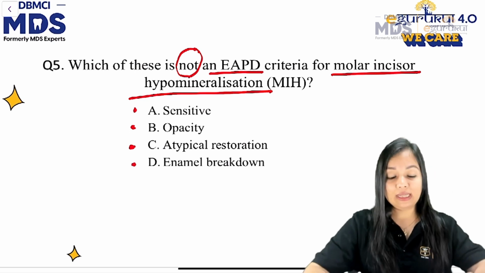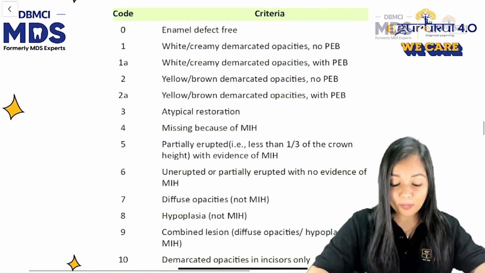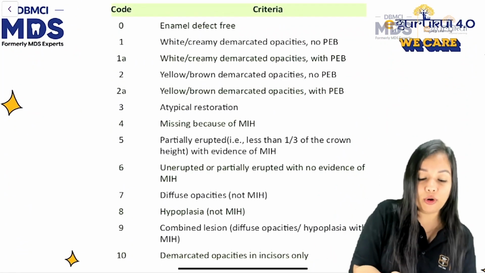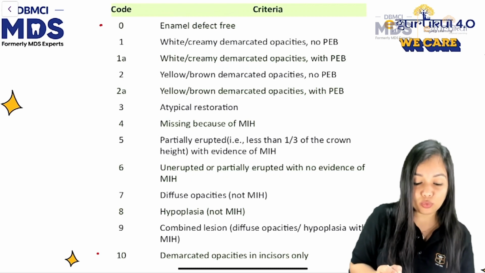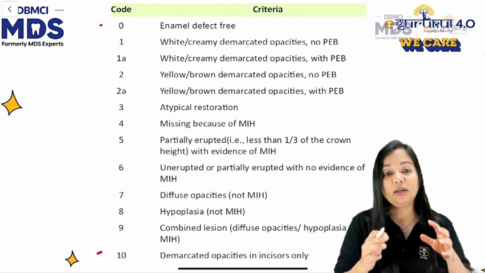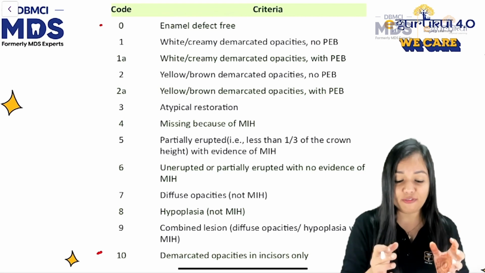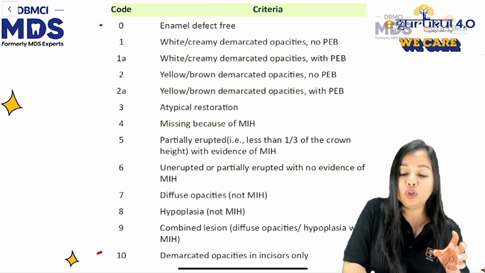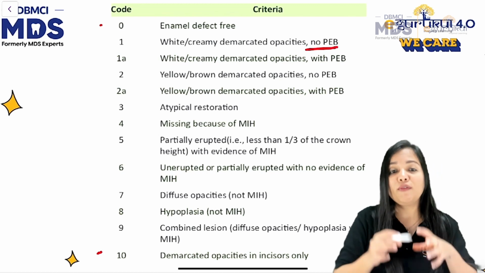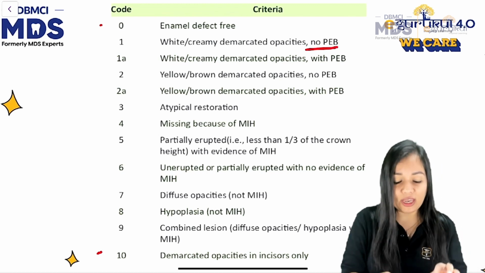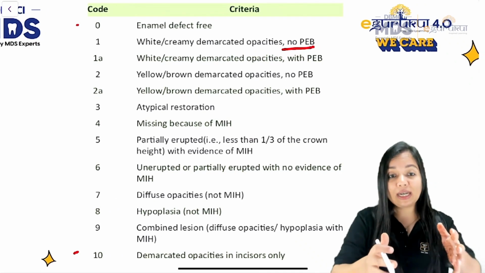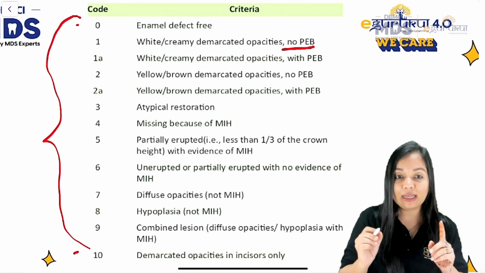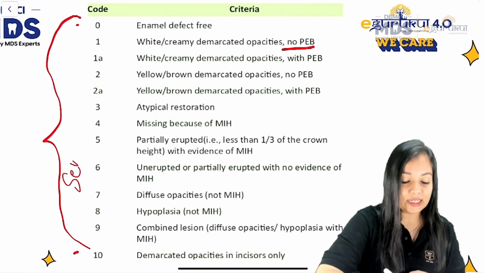So when you look at the EAPD criteria of MIH, you will see the scaling from 0 to 10, in which you have enamel defect free, then there are demarcated opacities with no post eruptive breakdown, with post eruptive breakdown, and everything. So you can go through this entire criteria, but the one thing that is not included in this entire criteria is sensitivity.